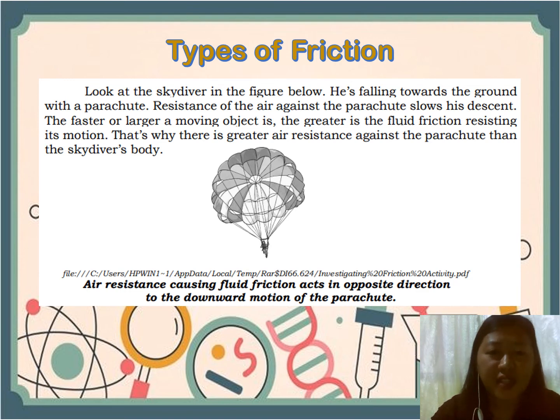So the faster or larger a moving object is, the greater is the fluid friction resisting its motion. That's why there is greater air resistance against the parachute and the skydiver's body. So air resistance causing fluid friction acts in opposite direction to the downward motion of the parachute.